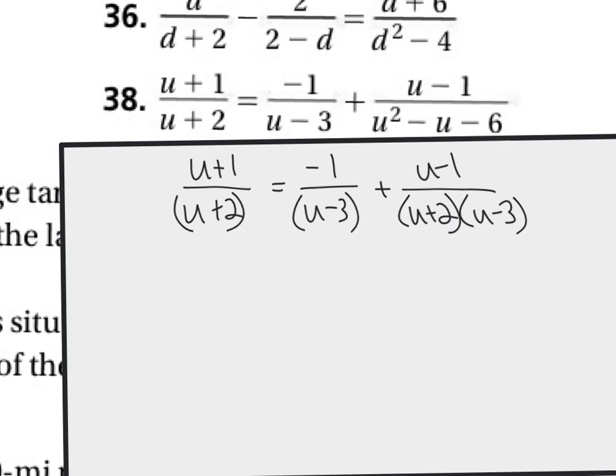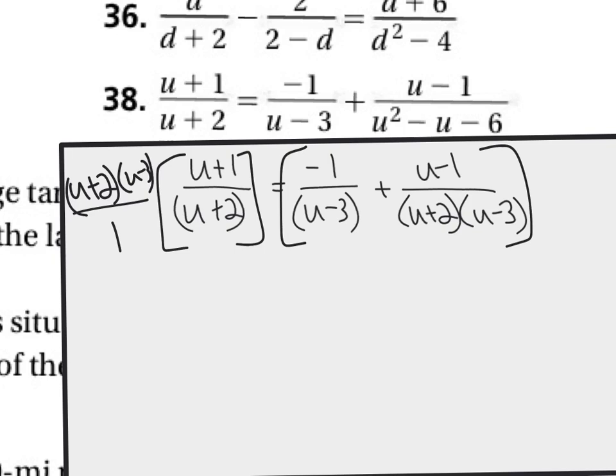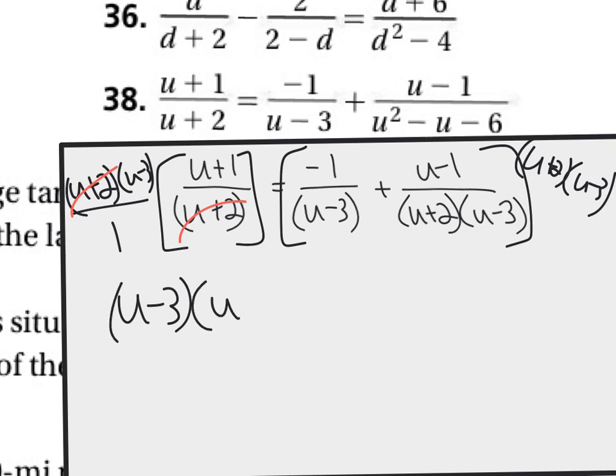And so at that point, we can go ahead and multiply to get rid of our denominators since we have an equation. So we can multiply by u plus 2 times u minus 3 on both sides. On the left side, since there's only the one fraction there, you can go ahead and cancel out the u plus 2's. And that would leave us u minus 3 times u plus 1.